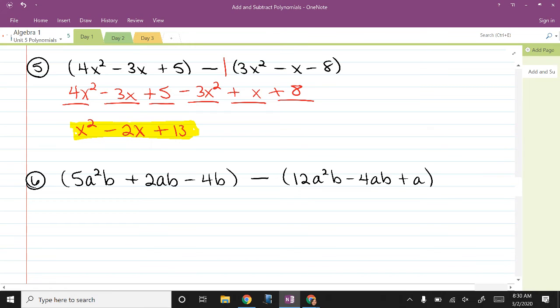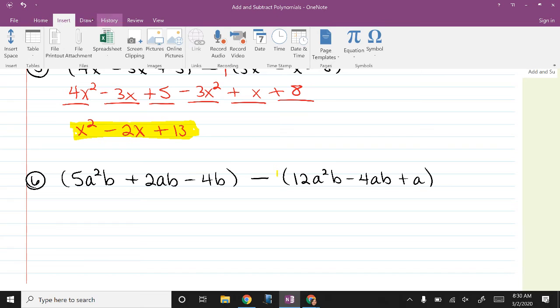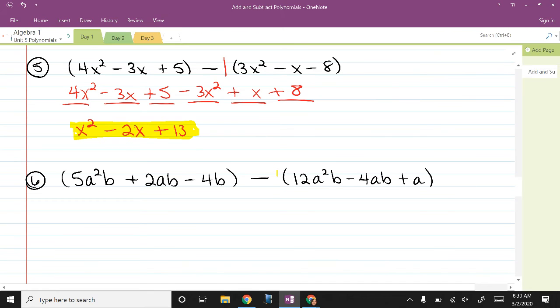Are we adding or subtracting these? Yep. Between there is the minus sign. So that means we're going to distribute a -1. I keep losing my pen.